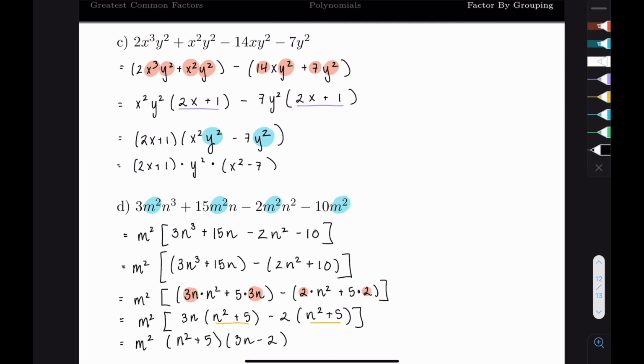So in our next section, we're going to learn different processes of factoring, and we're going to start with factoring something of 3 terms, and that's going to be reversing our FOILing process.